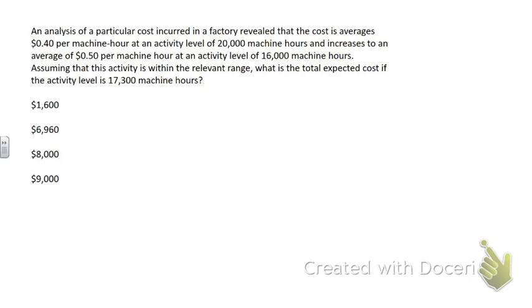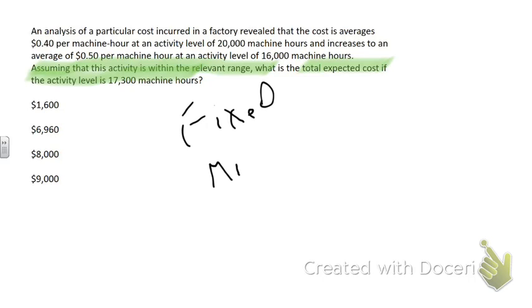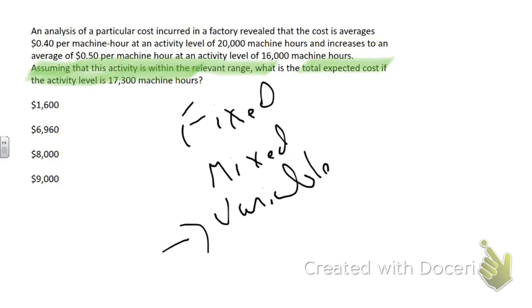So by going to the end of the question, it says, assuming this activity is within the relevant range, what's the expected cost for 17,300 machine hours? So what I need to do is find out, is this a fixed cost? Is it a mixed cost? Or is it a variable cost? By isolating which of those types of costs it is, I can go ahead and calculate it. Keep in mind, if it's a mixed cost, we may have to do a regression analysis or something to figure it out. But notice in this case we don't.